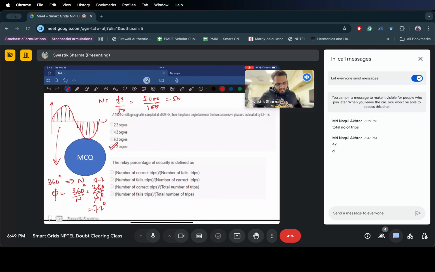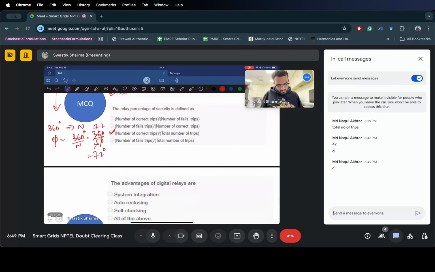Next, the relay percentage of security is defined as, I just covered. So you want to ensure how many times it tripped correctly, out of the total number of trips, right? So it's C, correct.